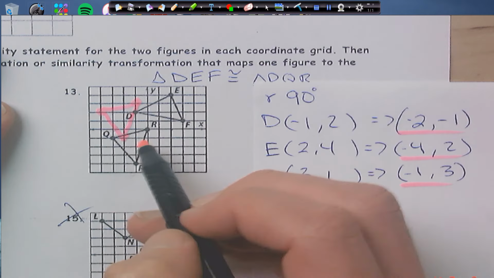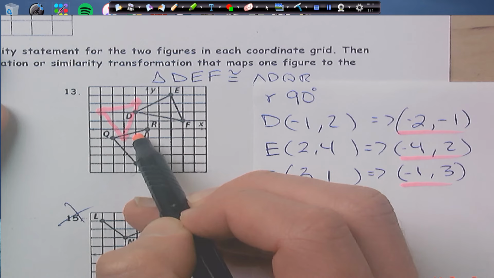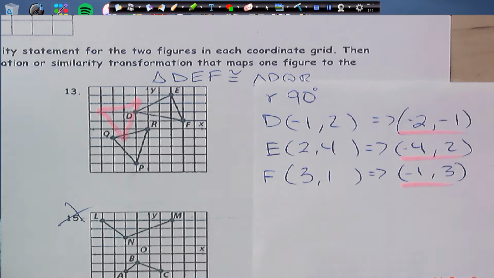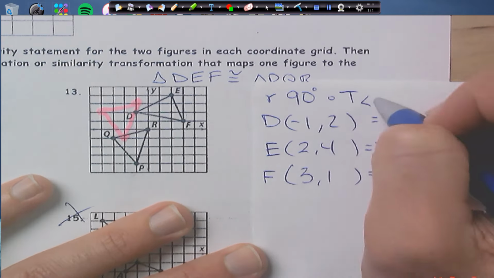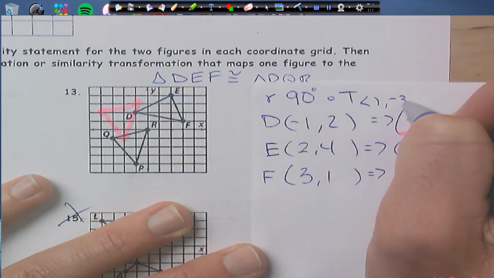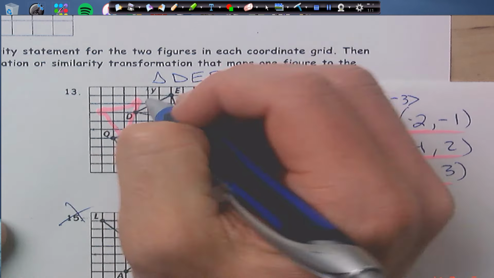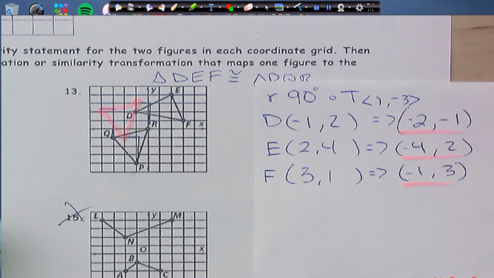We just need to translate it. It looks like this needs to go over 1 to the right and down 3, over 1, down 3, over 1, down 3. So our translation is going to be 1 to the right and down 3. Okay? And there we go. That should do it. I just did a visual check, over 1, down 3, over 1, down 3, over 1, down 3. We could do the number check as well, but we get the correct answer.